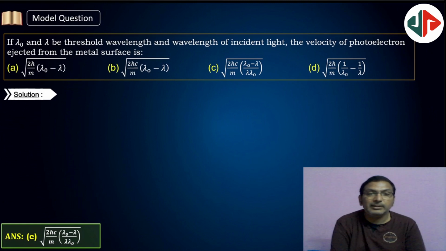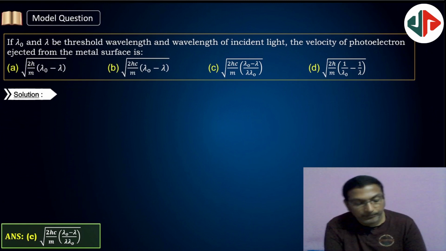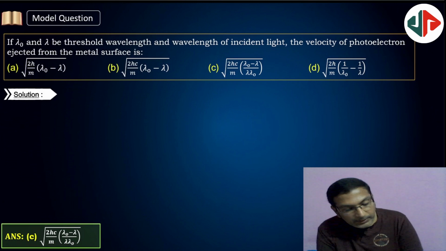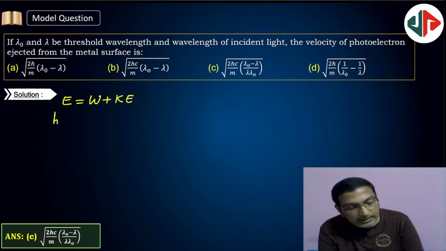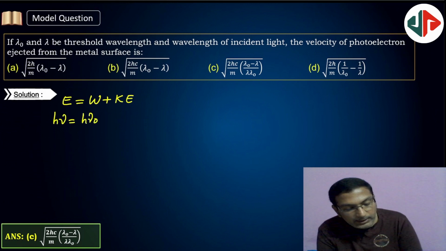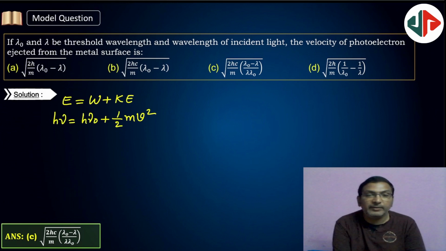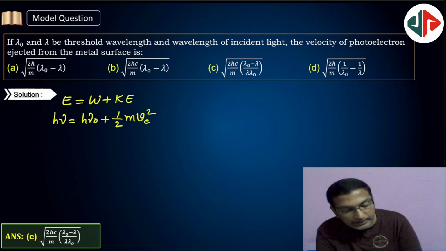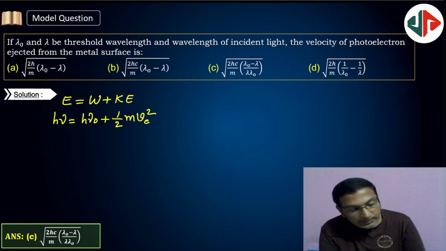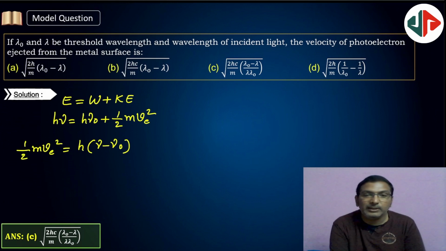This one also simple question. Photoelectric equation. So we know energy of incident radiation equal to work function plus kinetic energy. Incident energy h nu, work function h nu naught plus half mv square. V is velocity of ejected electron. So from this half mv square equal to h into nu minus nu naught. Nu is incident frequency, nu naught threshold frequency.